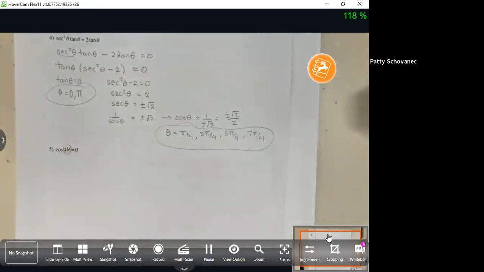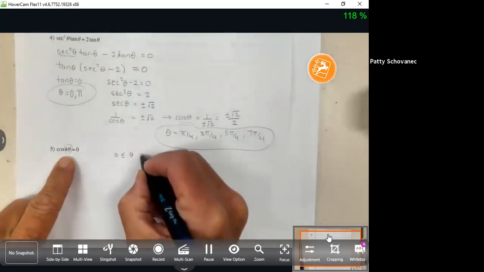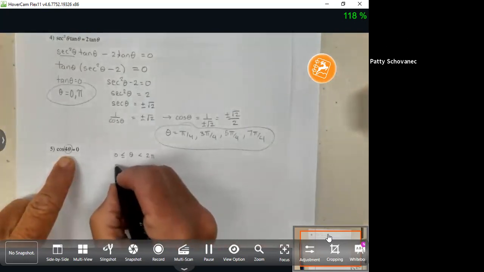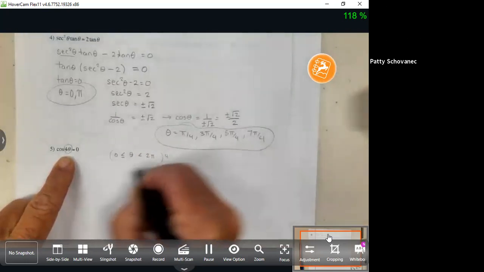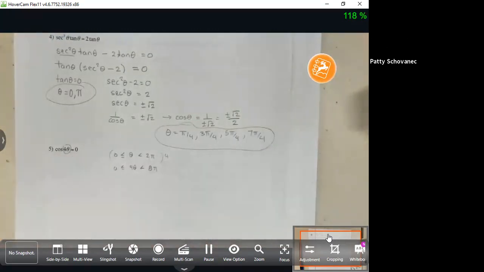But if this is a multiple angle, remember what that does to the graph. It takes a graph from a period of 2 pi and does it 4 times within there. So I'm going to have 8 solutions to this equation. We're told that theta is between 0 and 2 pi. So if I multiply this by 4, then 4 times 0 is less than or equal to 4 times theta, which is less than 8 pi. I'm going to give all solutions for 4 theta between 0 and 8 pi.